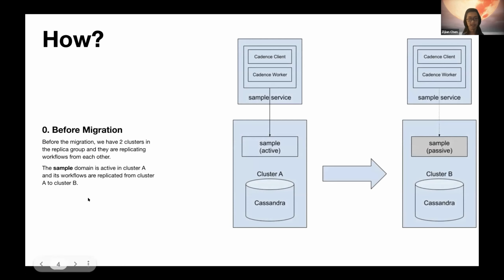So here in the diagram on the right, you can see that there are two clusters, cluster A and cluster B. We assume that there is only one global domain in those two clusters, called sample domain. The sample domain is active in cluster A and passive in cluster B, and workflows are replicated from cluster A to cluster B. There is also a customer service connected to the clusters, running the decision tasks and the activity tasks.